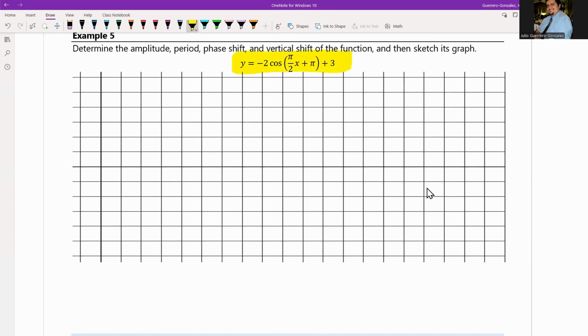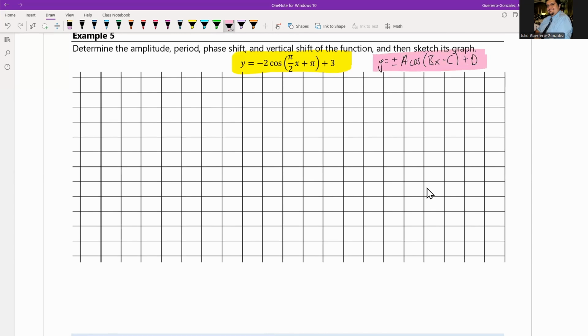We know now this is going to be a plus or minus cosine. Let me actually write the letters out: A cosine bx minus c plus d. So it's one of these.